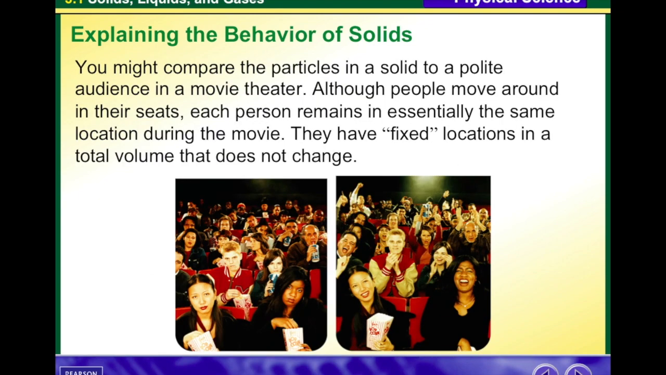You could compare the particles in a solid to an audience in a movie theater. People might move around in their seats, but really each person remains essentially in the same place. They have a fixed location and they take up a certain amount of space. But keep in mind, even in the coldest ice, dry ice, the particles are vibrating in a fixed position.